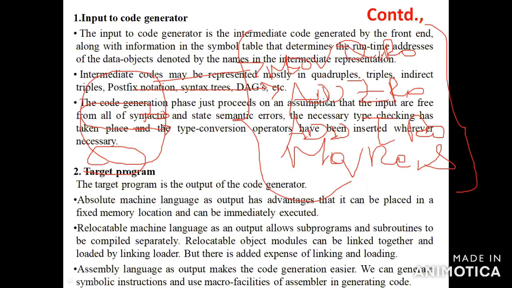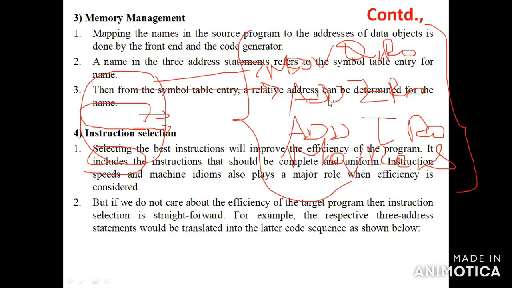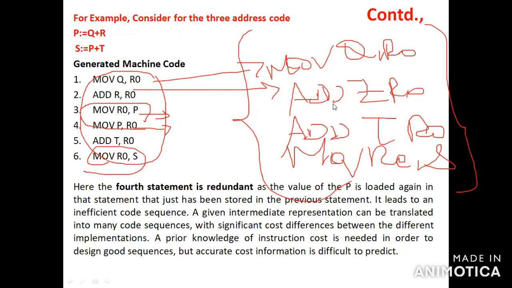Fourth one. So the first one is input to the code generator. Second one is target program. Third one is memory management. Fourth one is instruction selection. Okay, then move on to the fifth one.